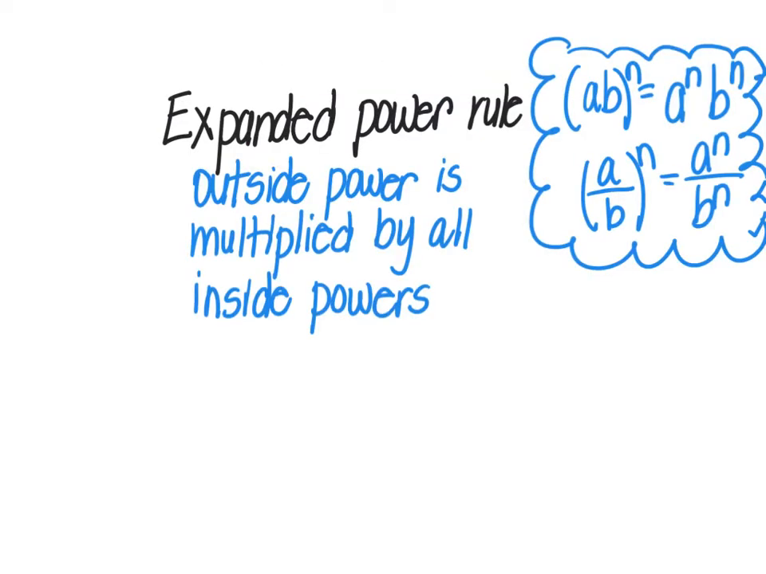Now we're going to look at the expanded power rule, and it's basically the same thing. It's just going to tell us that the outside power is going to be multiplied by all the inside powers. So when you have ab to the n power, that means that a is going to be raised to the nth power, as well as b is raised to the nth power. So when you have a divided by b raised to the n power, both the a and the b get that n power. So that's important to remember, that that outside power goes to all the inside powers.